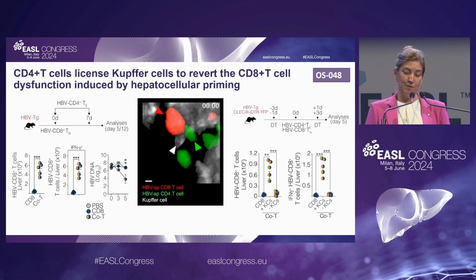Importantly, they demonstrate that Kupffer cells are essential for mediating the positive effect of CD4 T cells, and if they ablate Kupffer cells, the CD4 T cells can no longer improve the CD8 phenotype.